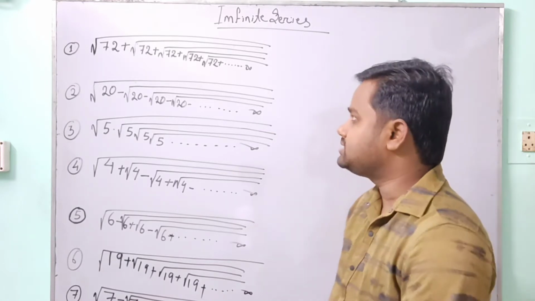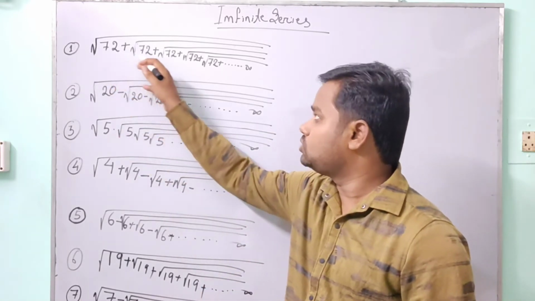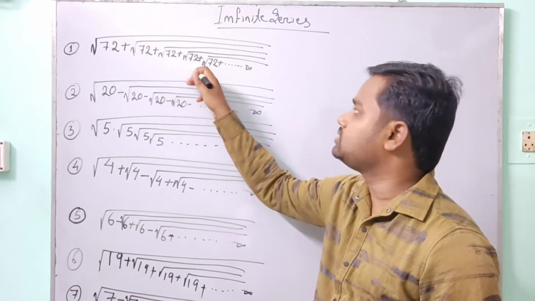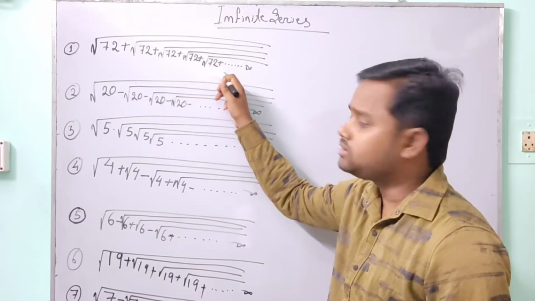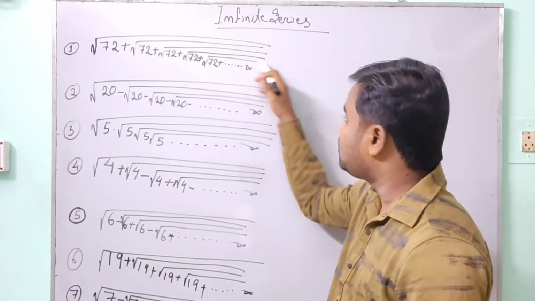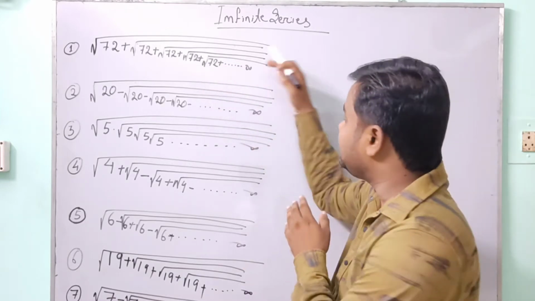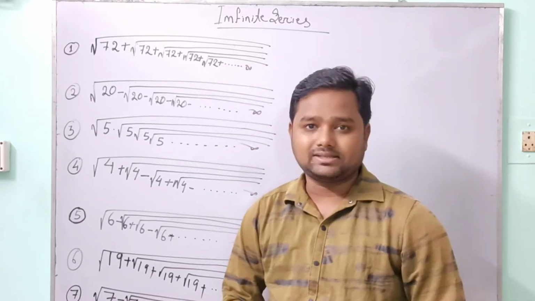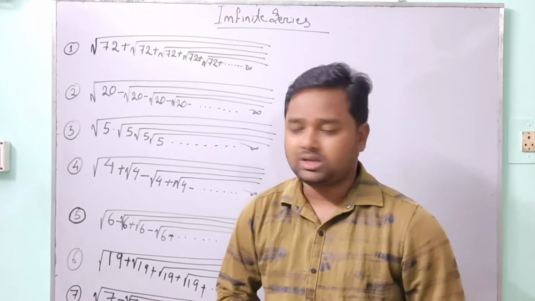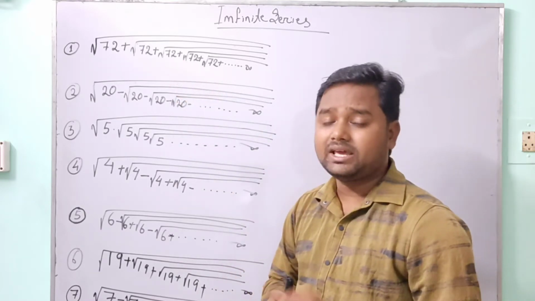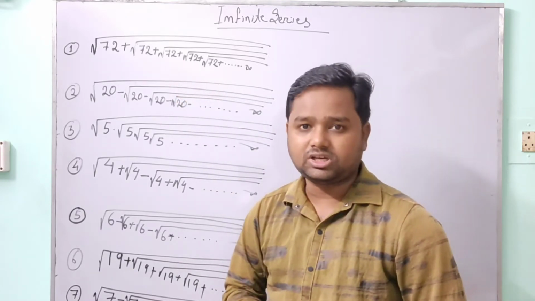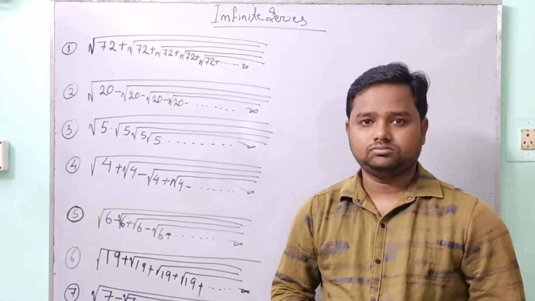The first question is root over 72 plus root over 72 plus root over 72 plus root over 72 plus root over 72, till it is not limited, it is till the infinite. Then what is the answer? How can we solve this question? This type of question is asked every time in any type of examination, a direct question.